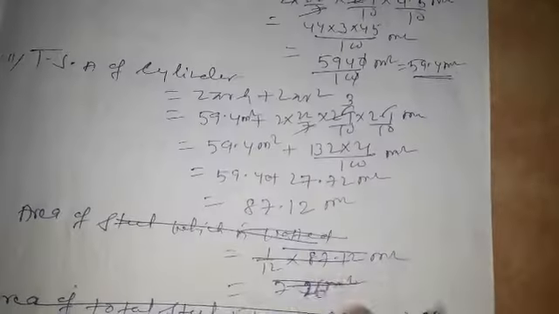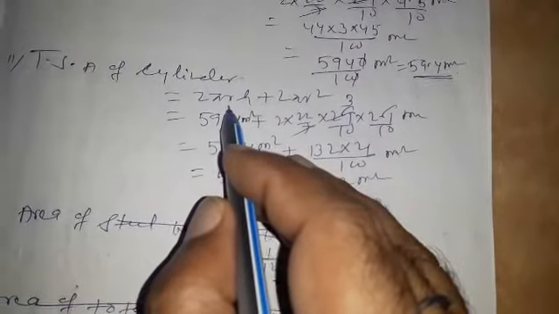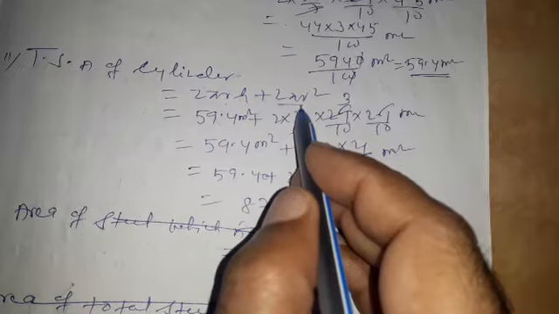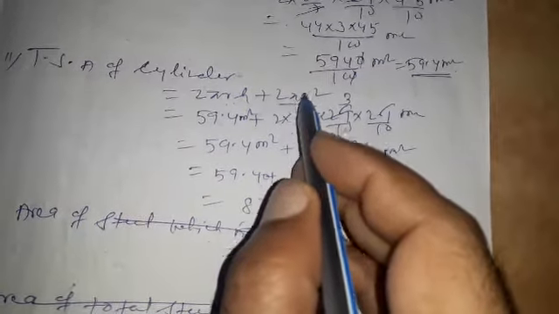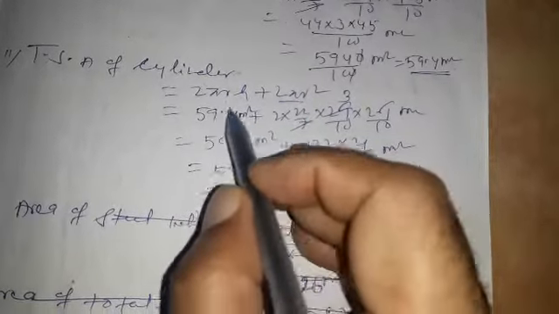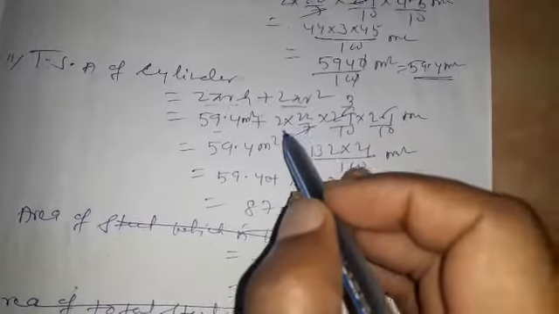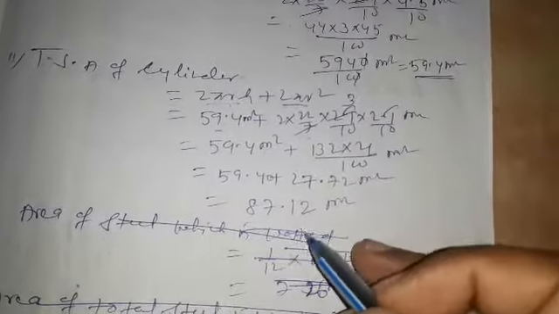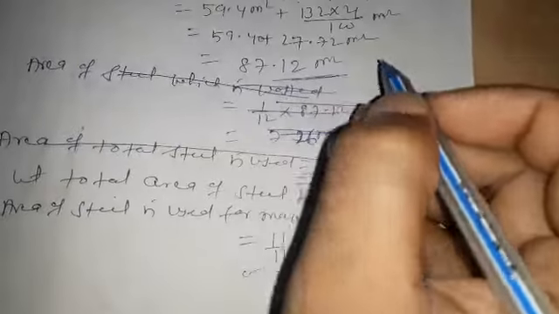And the TSA of the cylinder is 2 pi r h plus 2 pi r square, because the cylinder is closed on both ends. The area of the bottom surface is pi r square and the upper is also pi r square, so 2 pi r square. The value of 2 pi r h is 59.4 meter square, and 2 pi r square is 2 into 22 by 7 into 2.1 into 2.1. After calculation, we will find 87.12 meter square.